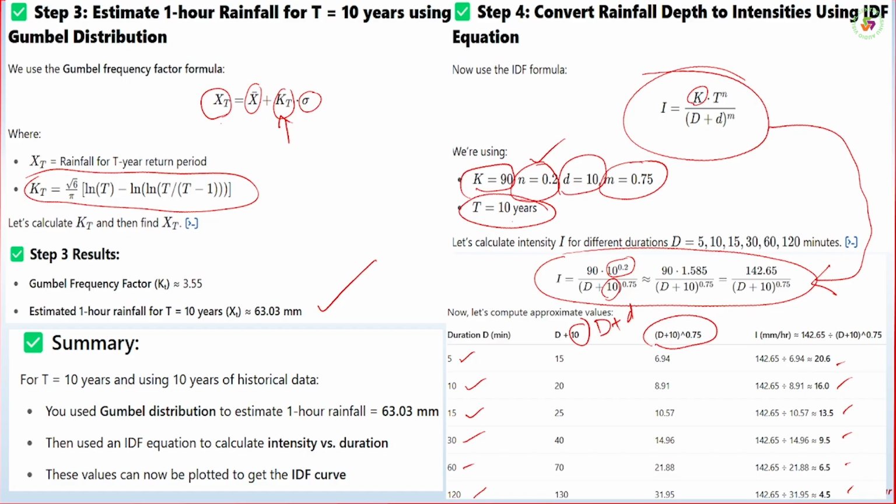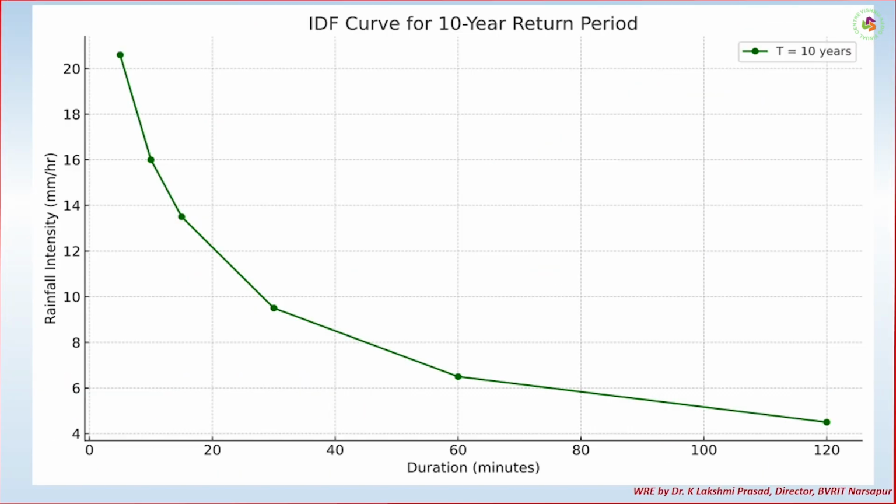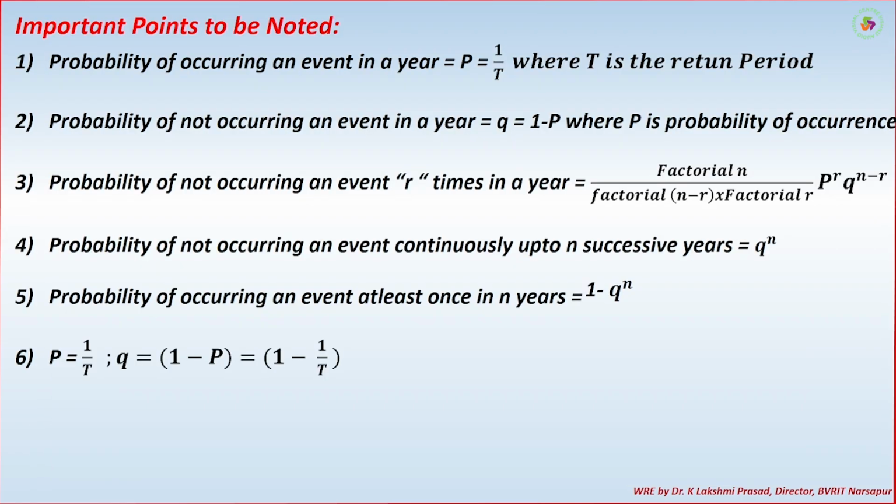Once these intensities are obtained, I have taken intensities and duration, and this particular curve is exponentially decreasing. What is the return period of this curve? Already we have taken 10 years. So T is equal to 10 years, one graph. Like that, any number of return periods you can take and plot.